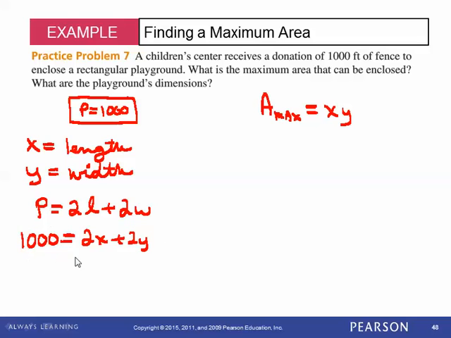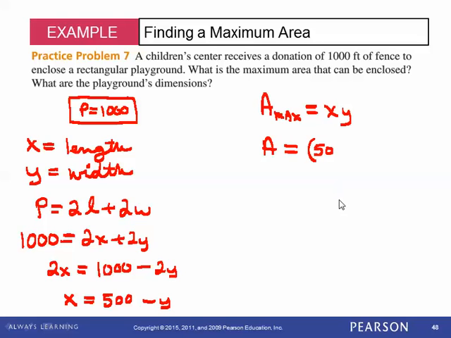Let's solve this one. It doesn't matter, x or y, whichever one you want to solve. Let's solve for x. So I'll subtract 2y from both sides. Gives me 1,000 minus 2y, divided by 2 gives me 500 minus y. Good there? So now I have x in terms of y. Then I can come over here and substitute this, putting x in terms of y now. Hey, that's kind of cool. Now I have area in terms of the width, not the y coordinate, just the width.